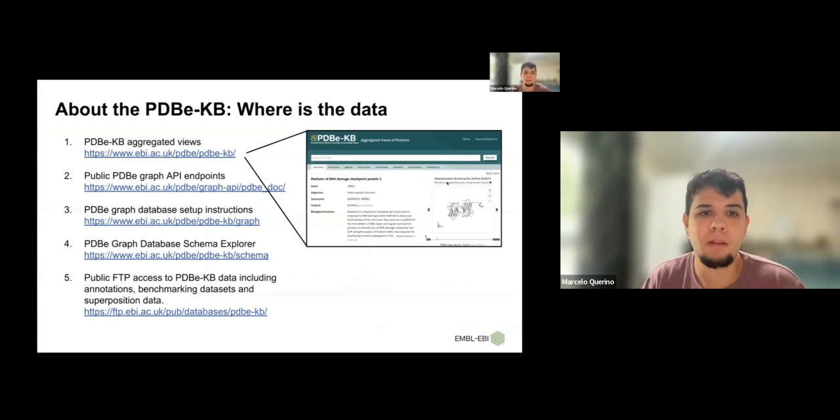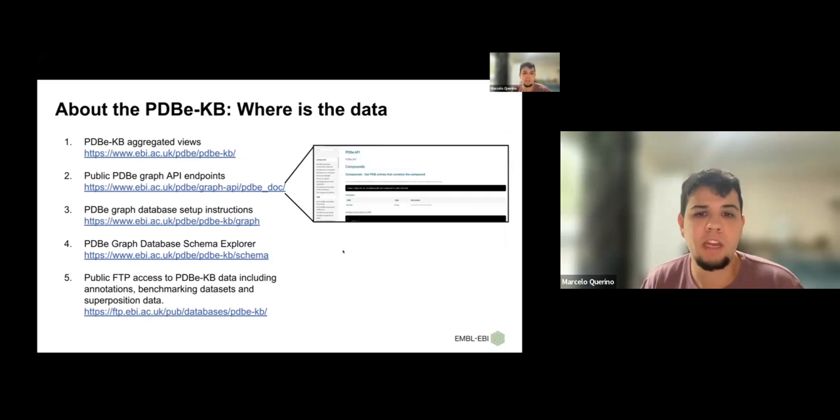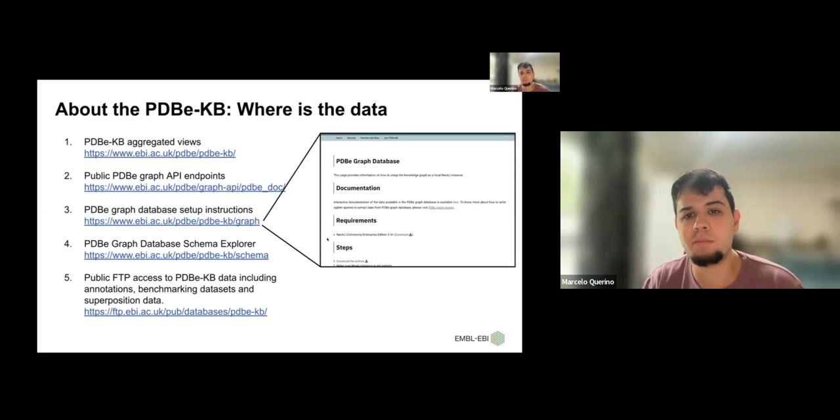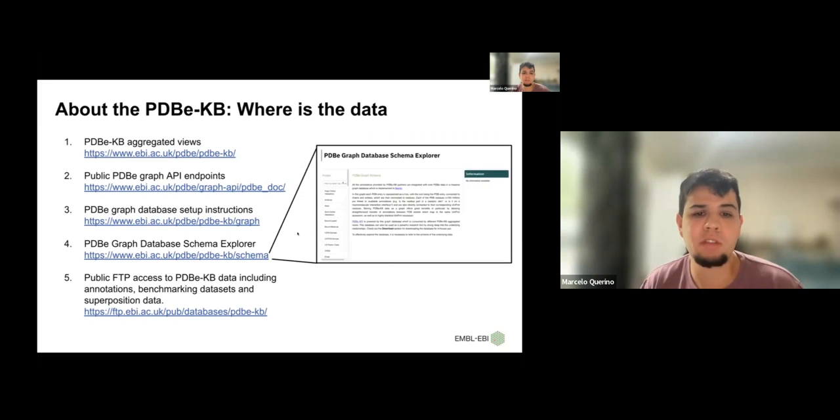So if you are wondering where this data is on PDBe KB, today we are going to talk about the aggregated views of proteins pages. But if you are more on the programmatic side of things, we also have documentation on our public API endpoints that can be used. If you want to set up the database itself, we provide instructions. So we have a page with instructions on how you would do that. And we also have a schema explorer, so you can see what entities are in our Graph API and how they are linked with each other.